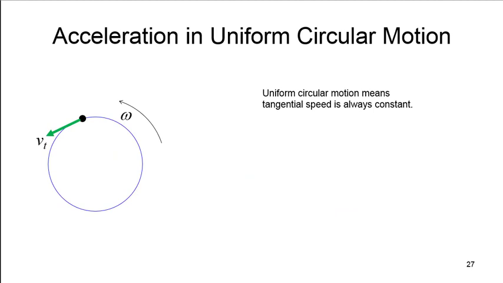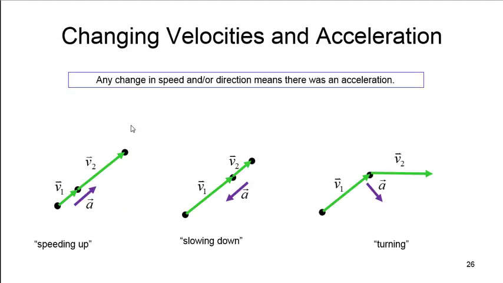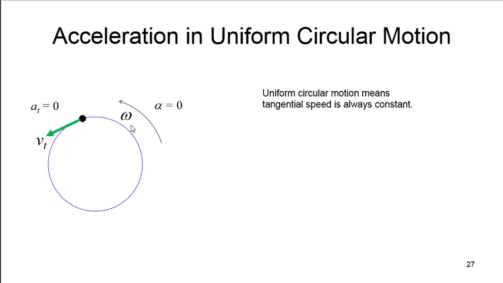So let's just review what we talked about with uniform circular motion. Here's an object, it's moving in a circle at a constant speed. This tangential speed is constant. This angular velocity is constant. That means that I have no tangential acceleration. My tangential acceleration is 0 because this value is not changing. My angular acceleration is 0 because this value is not changing.